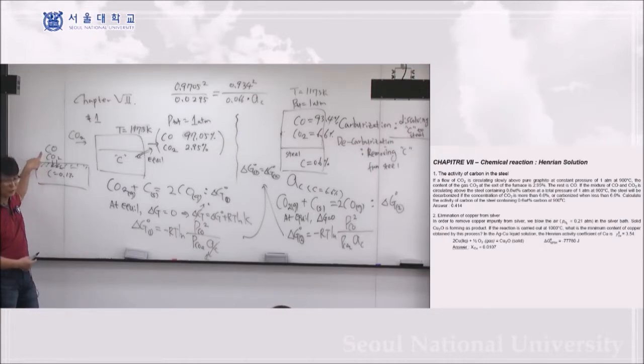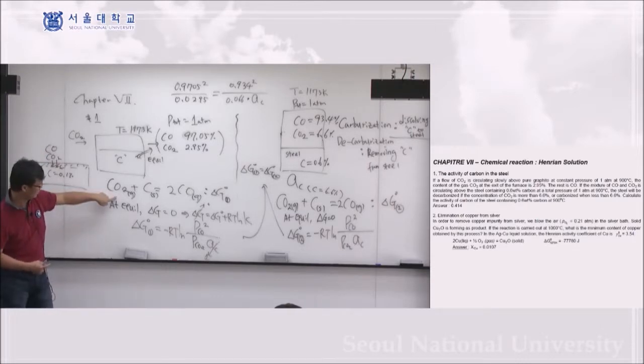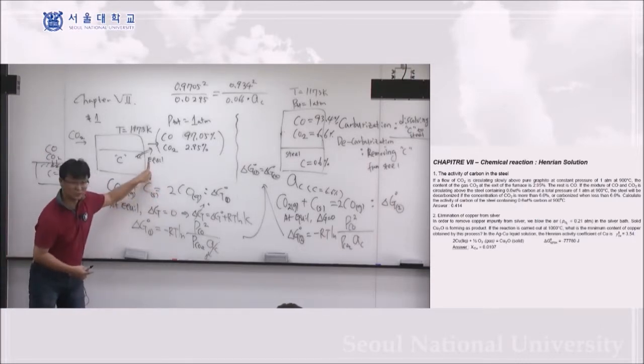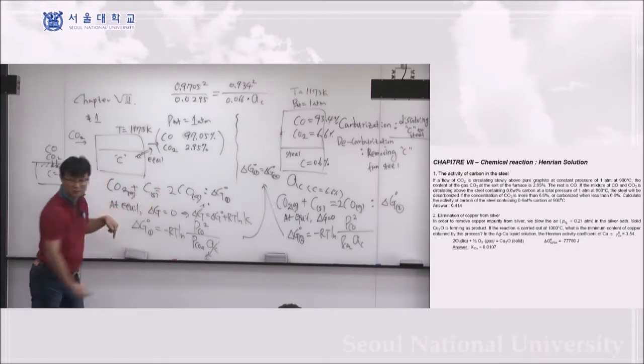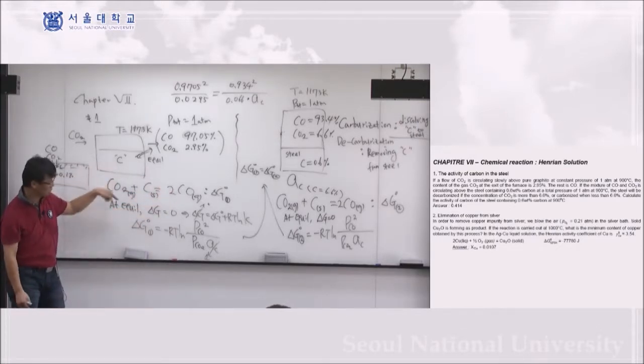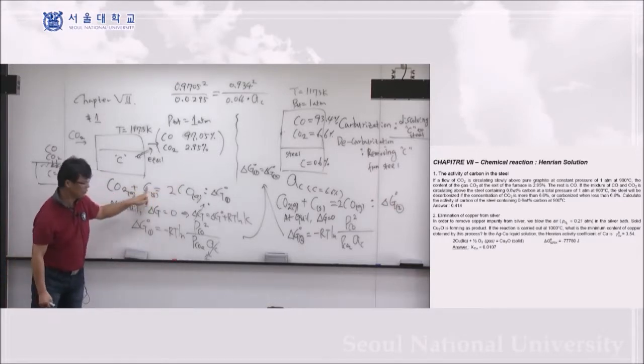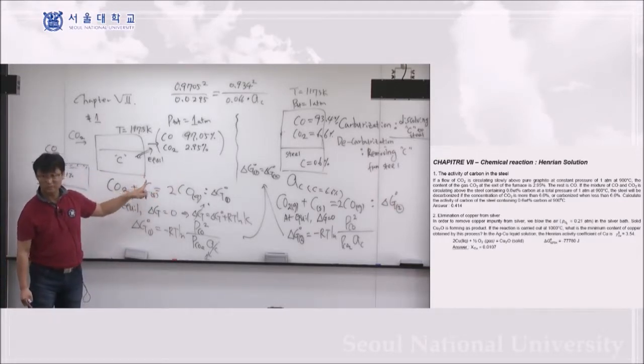So in order to increase the virtual activity of the carbon in the gas phase, if you look at this, I have to increase this one, then this will increase simultaneously. Or if I decrease this one, this will increase. So when you have low CO2, high CO, then your carbon activity is going up.